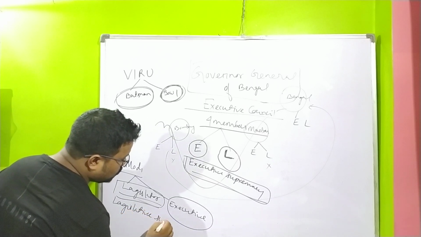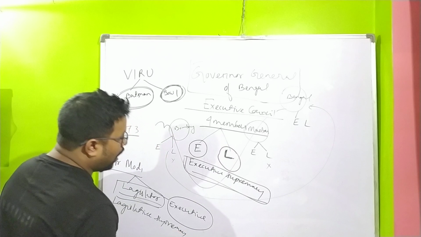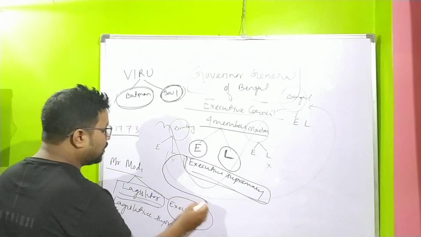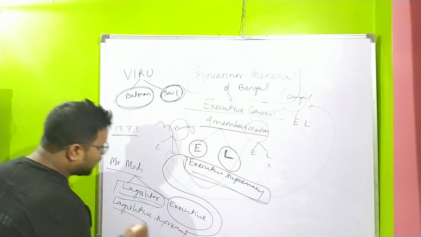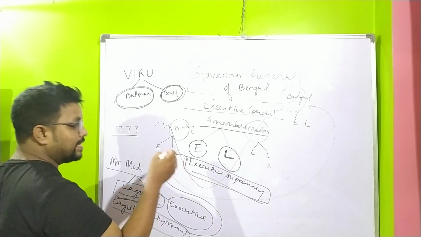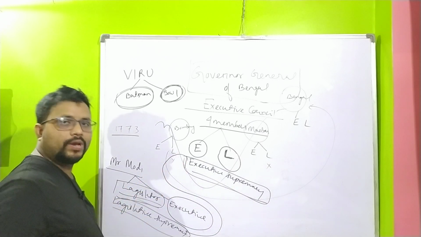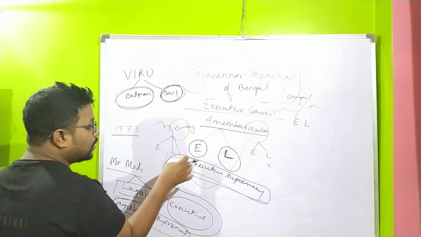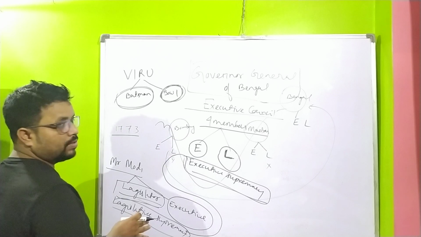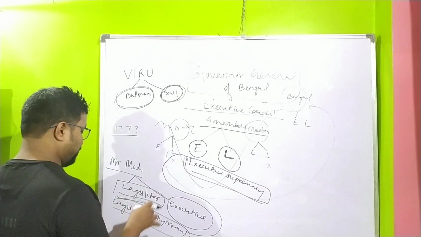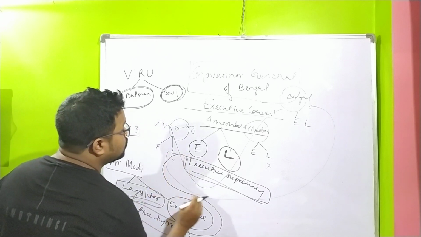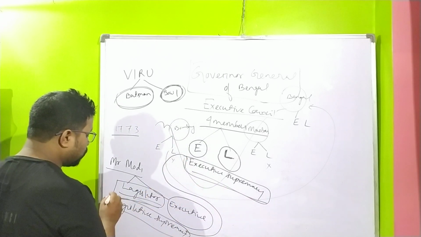So how was this executive supremacy transformed into legislative supremacy? That is what we are going to study in the historical background of polity. That's why we are studying historical background in polity: how executive supremacy was transformed into legislative supremacy.